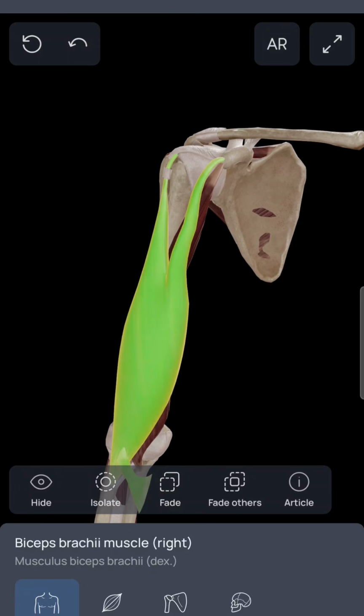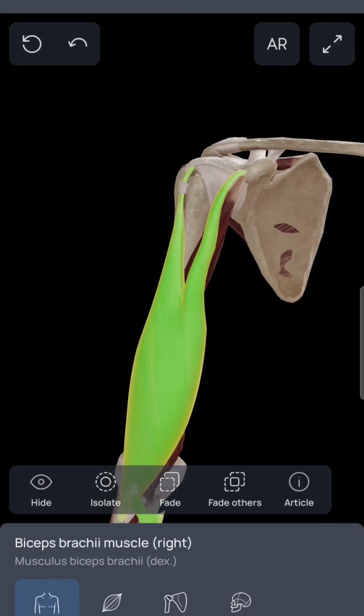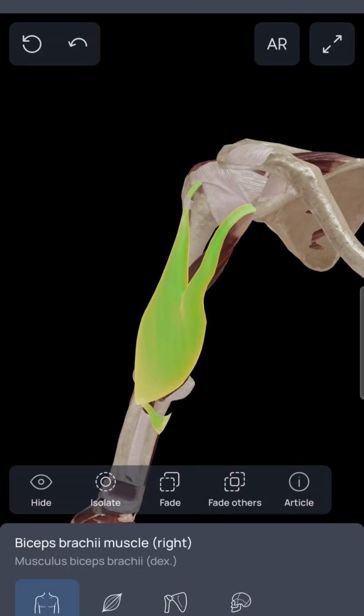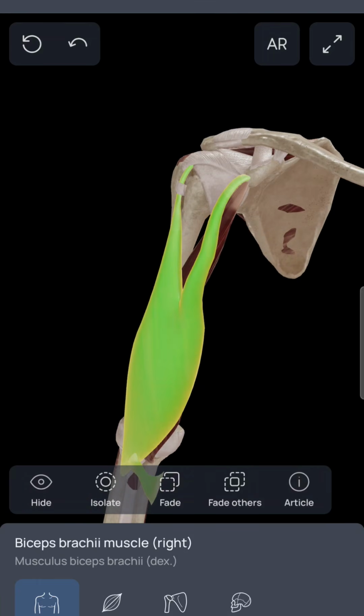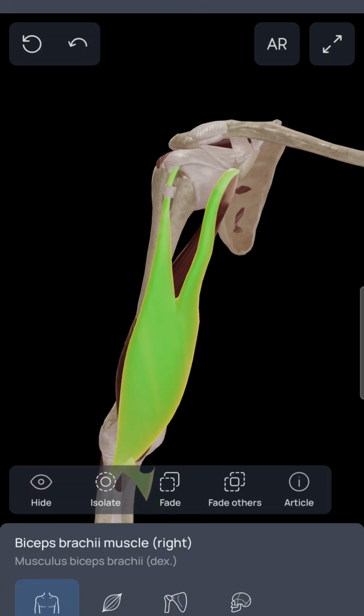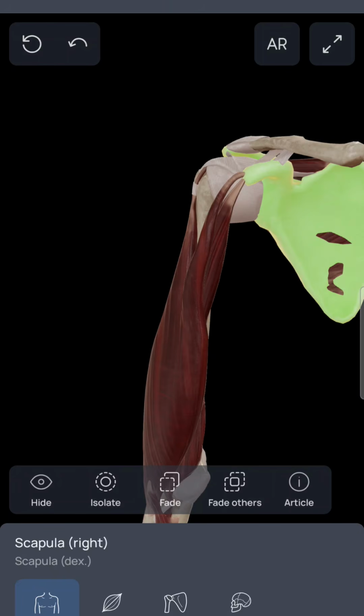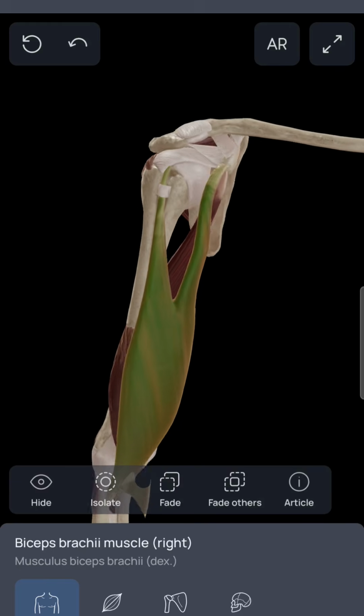This is the biceps brachii, and as the name may say, it has 2 heads by which it arises. So there is the short head, which arises from the coracoid process of the scapula, and the long head, which arises from the supraglenoid tubercle of the scapula. So here is the short head arising from the coracoid process of the scapula, and there is the long head.